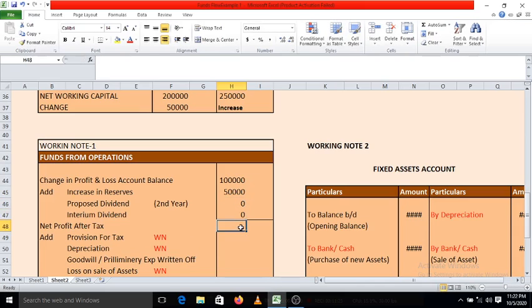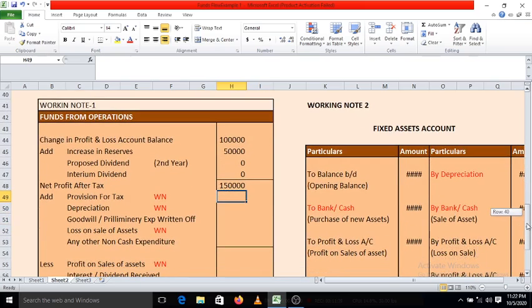So net profit after tax: change in profit and loss account plus increase in reserve plus proposed dividend plus interim dividend. So this total comes to 1,50,000. That amount becomes the net profit before tax. In an earlier video I have explained properly how this comes.